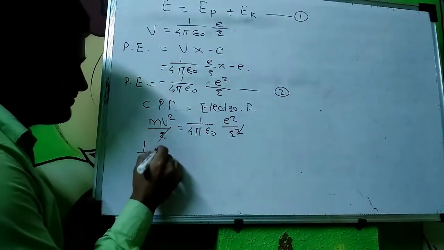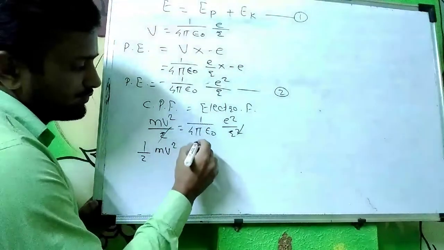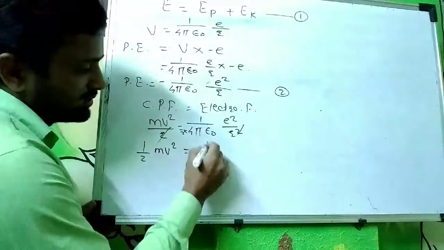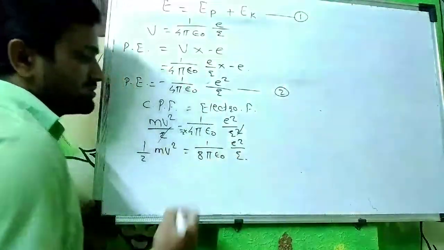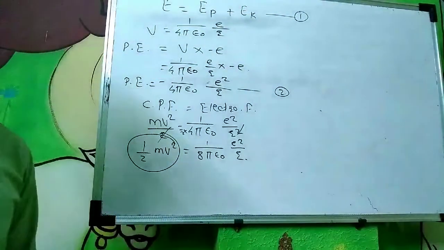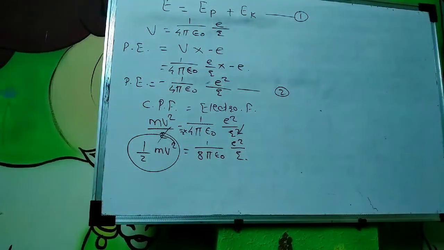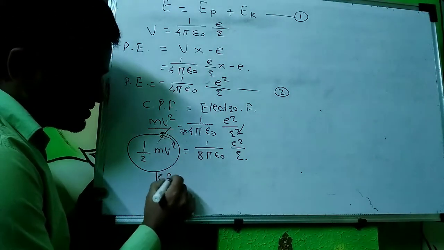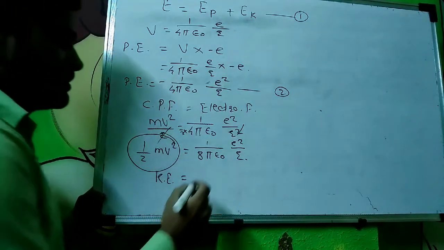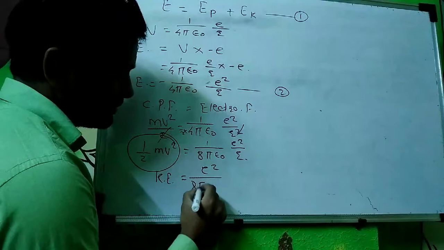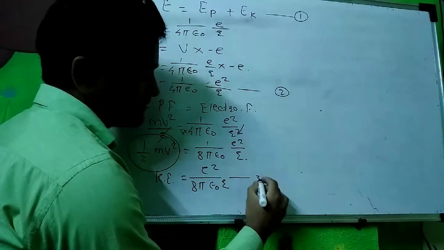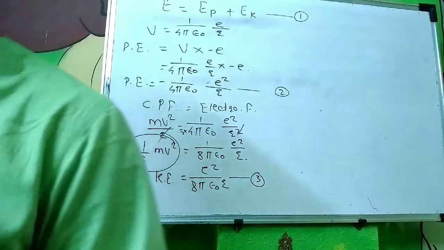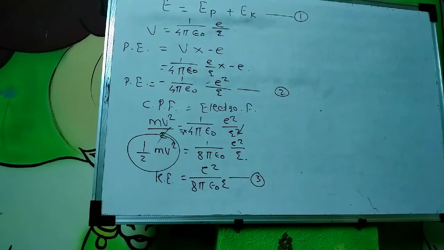What will happen? Half mv square is equal to, if you multiply here by the 2, it becomes 1 by 8 pi epsilon naught e square upon r. What is half mv square? It is nothing but the kinetic energy of the electron. So we can write that the kinetic energy of the electron is given by e square by 8 pi epsilon naught r. So we have the equation for the kinetic energy of the electron. We can consider this equation as equation number 3.